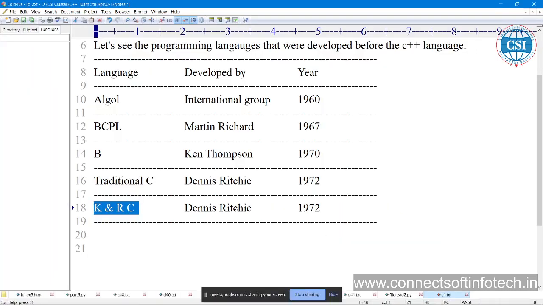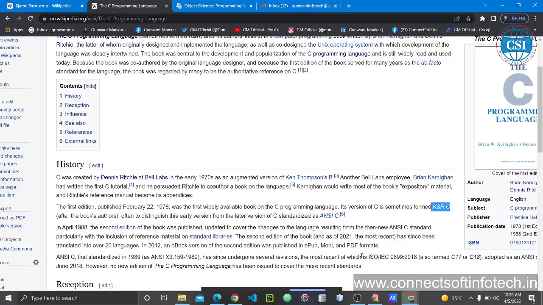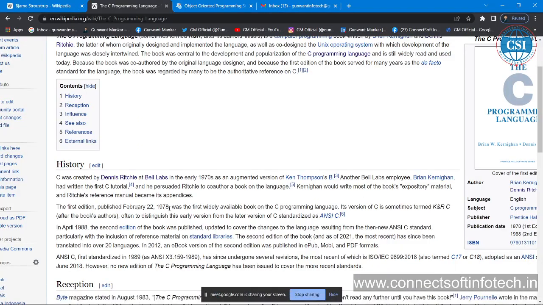So Dennis Ritchie and Kernighan, this is also one of the employees from Bell Laboratory. In which year? 78. Yes, C year 78.